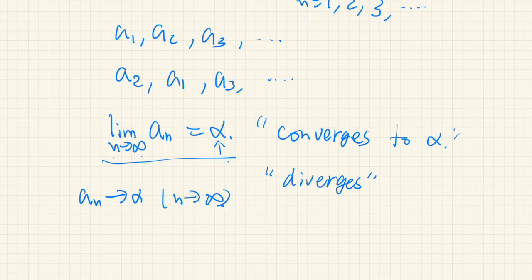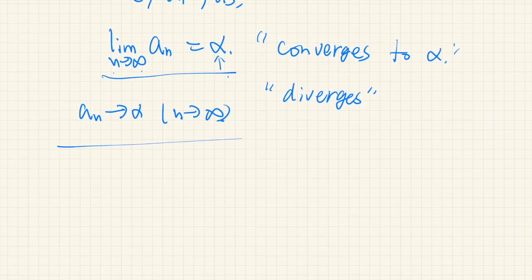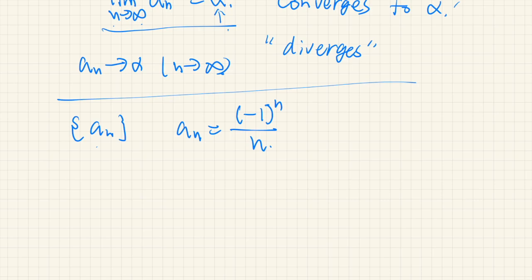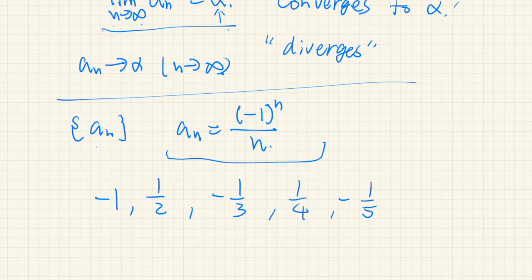See a few concrete examples. Suppose we have a sequence an where an for each n is defined as negative 1 to the power of n over n. Then the first several terms of this sequence are this. When n is equal to 1, we have negative 1. When n is equal to 2, we have 1 over 2. When n is equal to 3, we have negative 1 over 3, and 1 over 4, and negative 1 over 5, and so on. And as you can see, each term gets smaller and smaller as n increases.